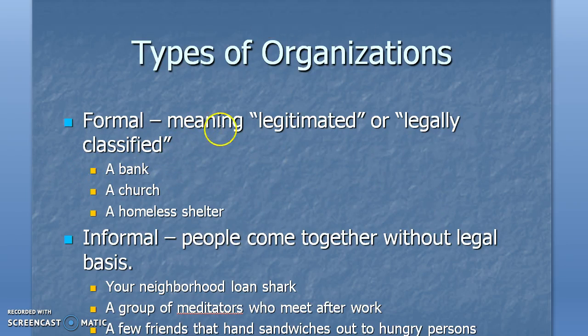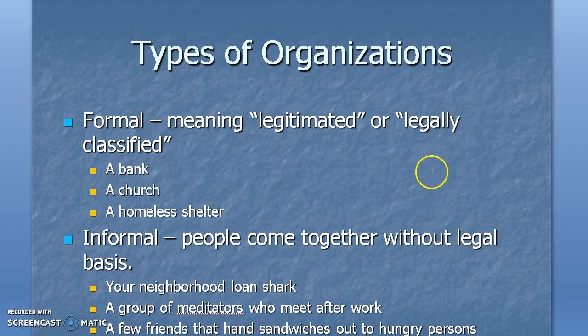So there are many types of organizations. One of the first ways that we define the difference in types of organizations is between a formal organization or an informal organization. A formal organization means it has some sort of legal classification. We call that legitimated. Banks, churches, homeless shelters are pretty good examples of those.